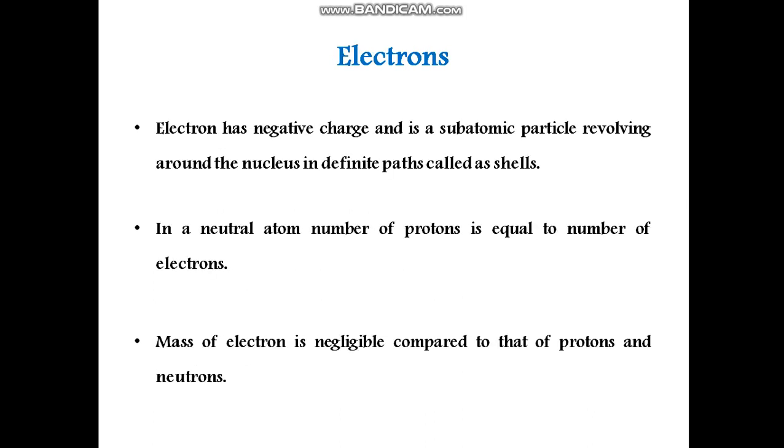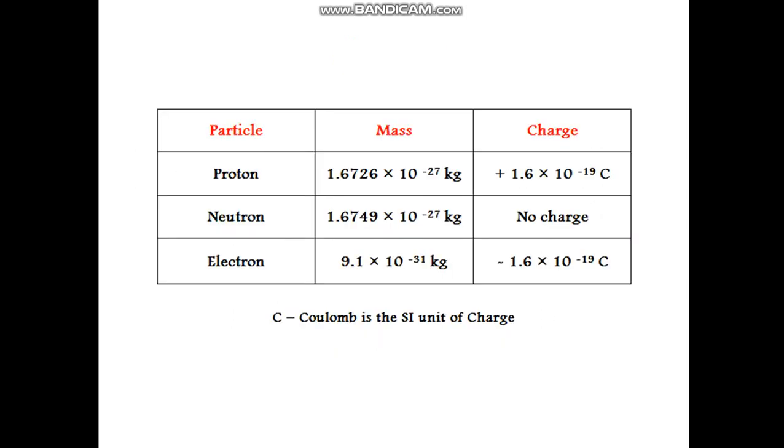Now regarding electrons, which have negative charge, electron is a subatomic particle which is revolving around the nucleus in definite paths called shells. In a neutral atom, the number of protons is same as number of electrons. Mass of electron is negligible compared to that of protons and neutrons. That's why I said most of the mass is present inside the nucleus.